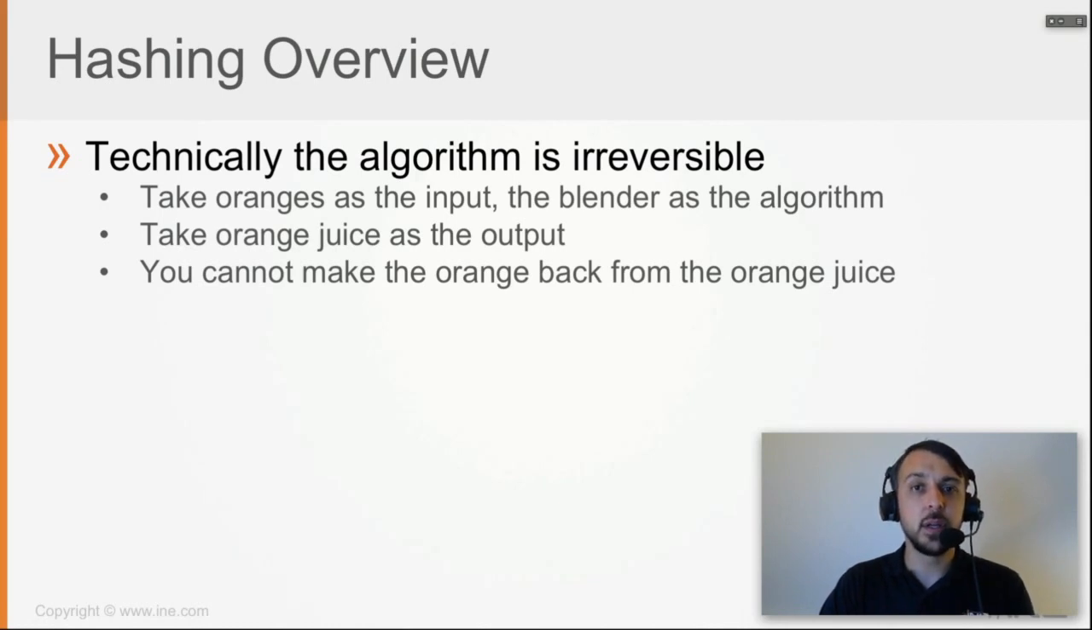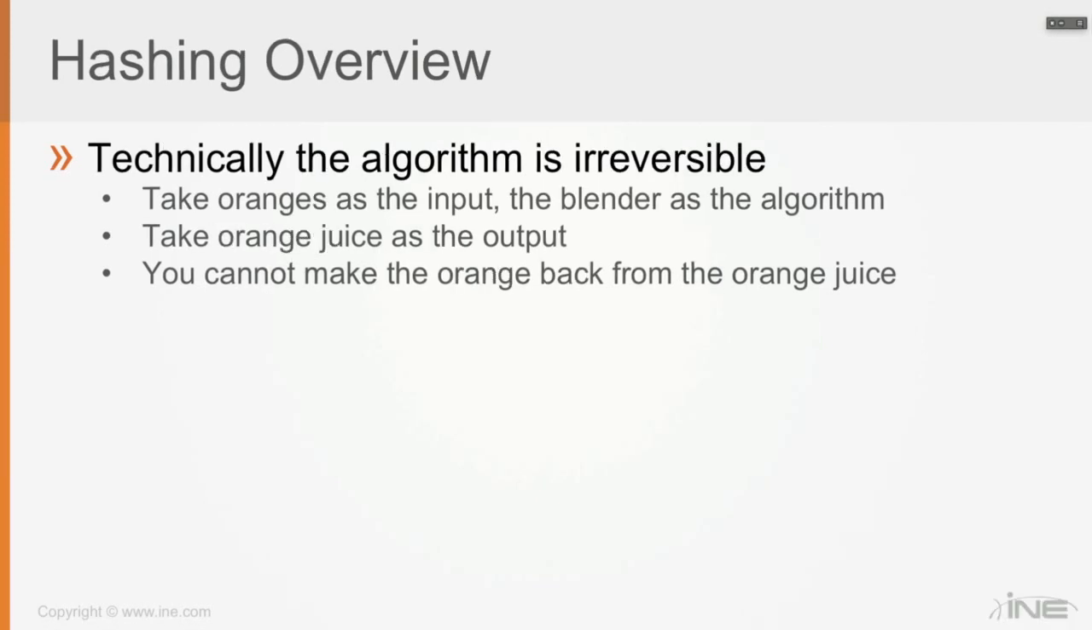You have an input, which is the block of data, and it doesn't matter the size. You put the data in the algorithm, and you always end up with a fixed hash size, depending on which algorithm you use. And if you have access to the hash, you cannot make back the data from the hash. That's why it's a one-way mathematical function. When you end up with the orange juice, you cannot make the orange itself back from it.